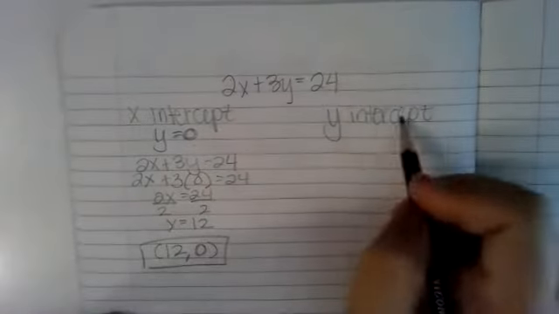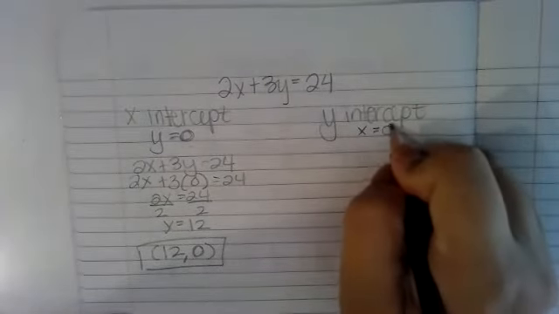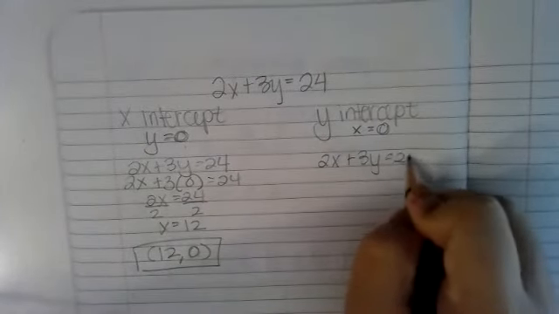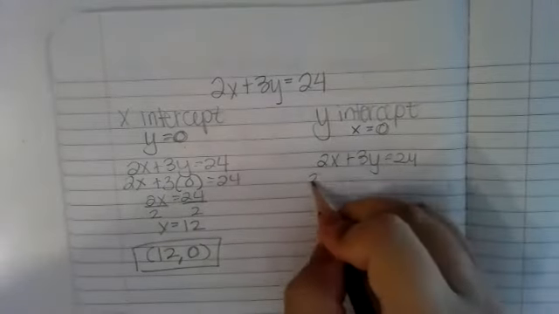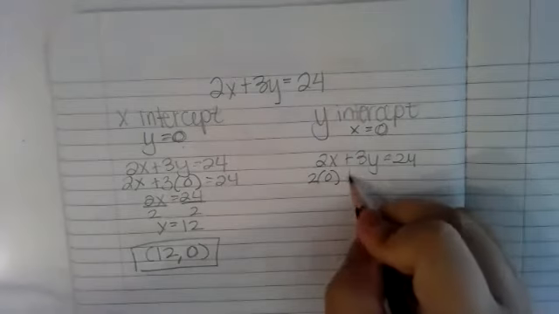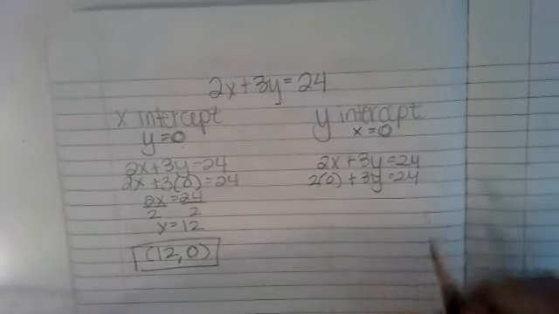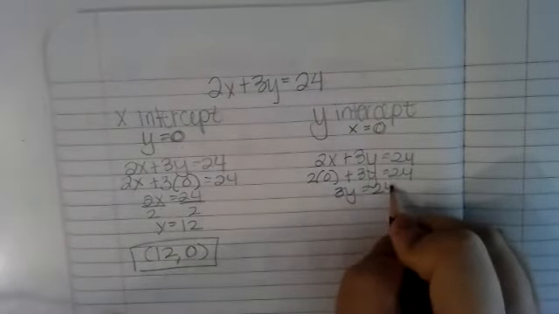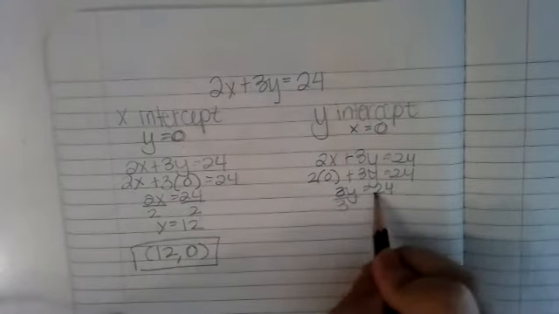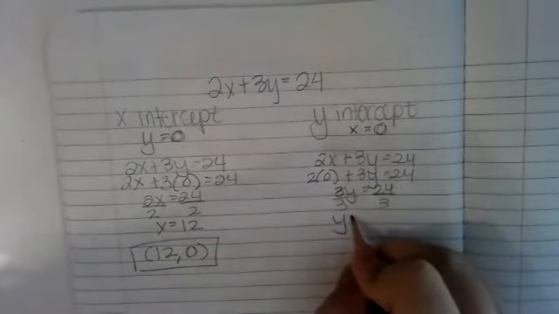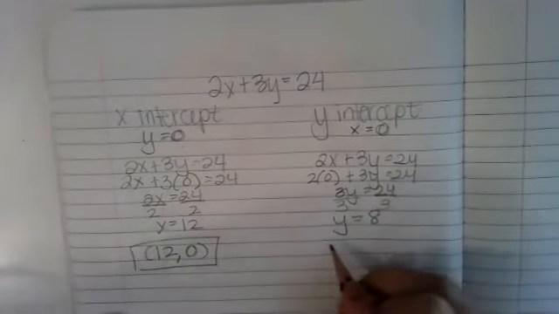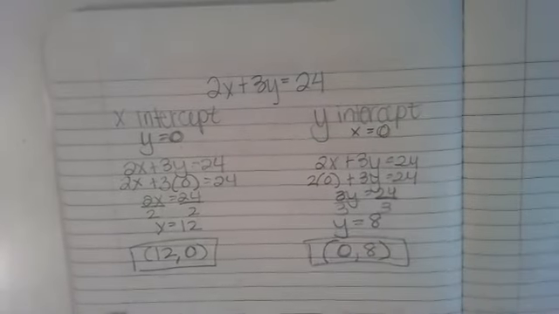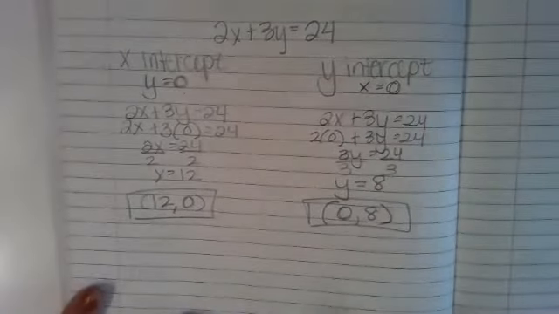Okay, so y-intercept, we put x equal to 0. So now I have 2x plus 3y equals 24. I substitute 0 for x, so I have 2 times 0 plus 3y equals 24. I simplify, 2 times 0 is 0. So I have 3y equals 24, divide by 3, divide by 3, y equals 8. So my ordered pair here would be 0, 8. And there you have it.